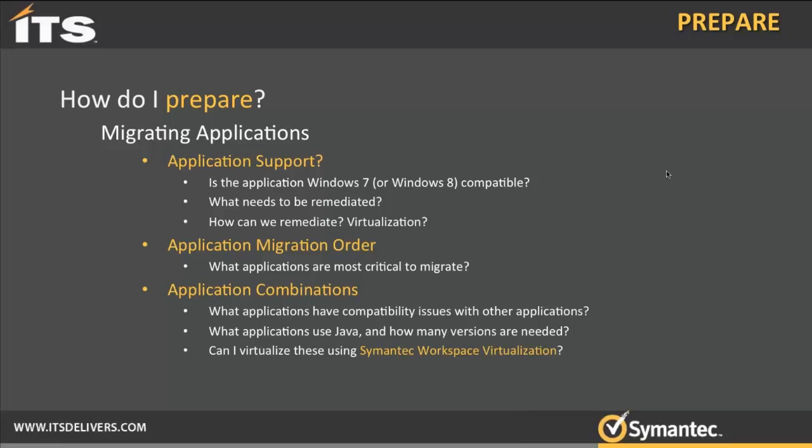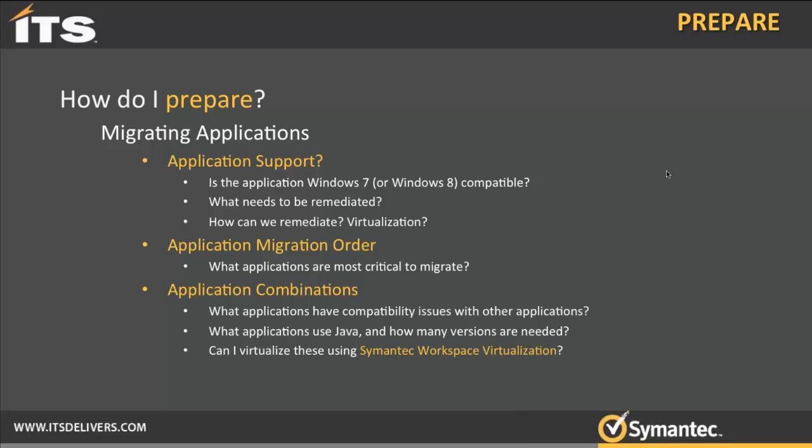The application migration order. What are our most critical applications that we need to migrate? What are the first ones? What are the applications being used that make our users productive? Let's go ahead and get those migrated over first. That way, if there are any applications that are on the line to be cut, that we're not using as much anymore, then we can put those to the side and deploy those later if necessary.